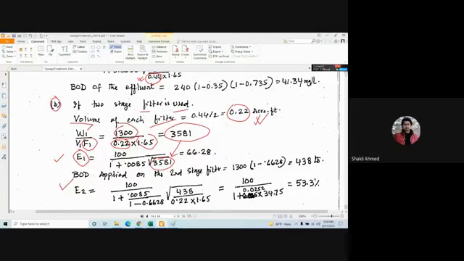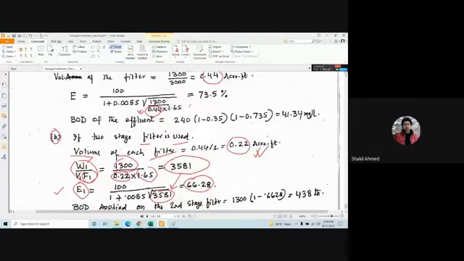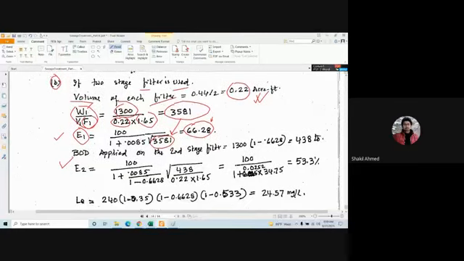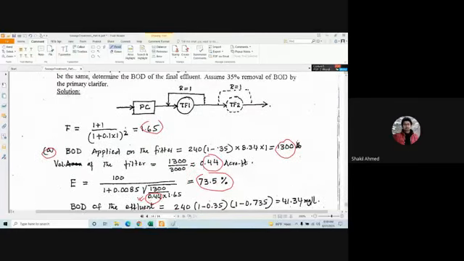E1 equals 100 divided by 1 plus 0.0085 root over W1 divided by V1 F1. So you just determine the value separately. That's it, nothing else. So this is the efficiency of the first filter, right? As you can see, since you have reduced the volume, the efficiency has reduced now. But no problem, we still have another filter, right?